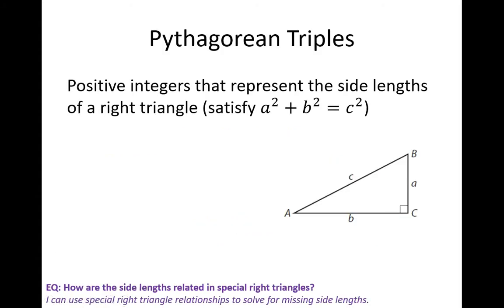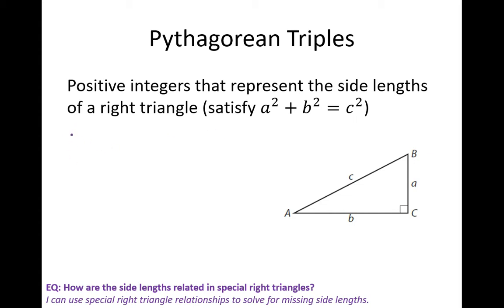All right, so starting off, the first thing we're actually going to talk about is something called Pythagorean triples. These are positive integers that represent the side lengths of a right triangle that satisfy the Pythagorean theorem, a squared plus b squared equals c squared. Basically, someone sat down and figured out these work out to whole numbers, and so they're super handy if we just happen to know a few.